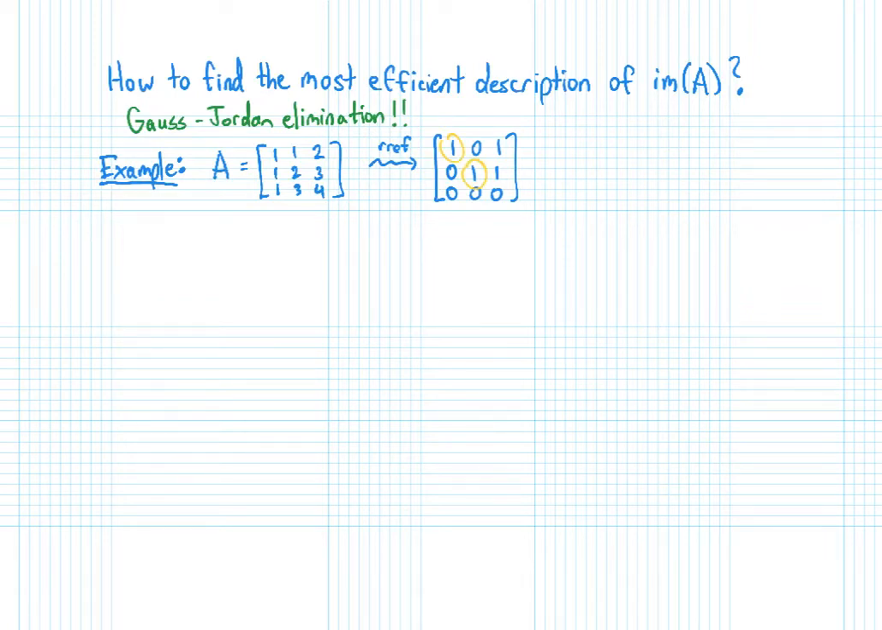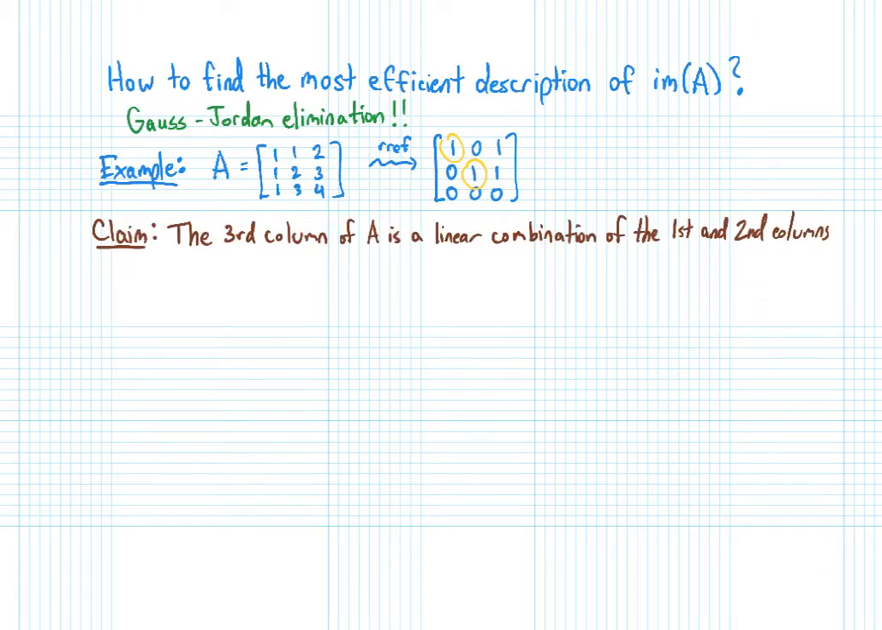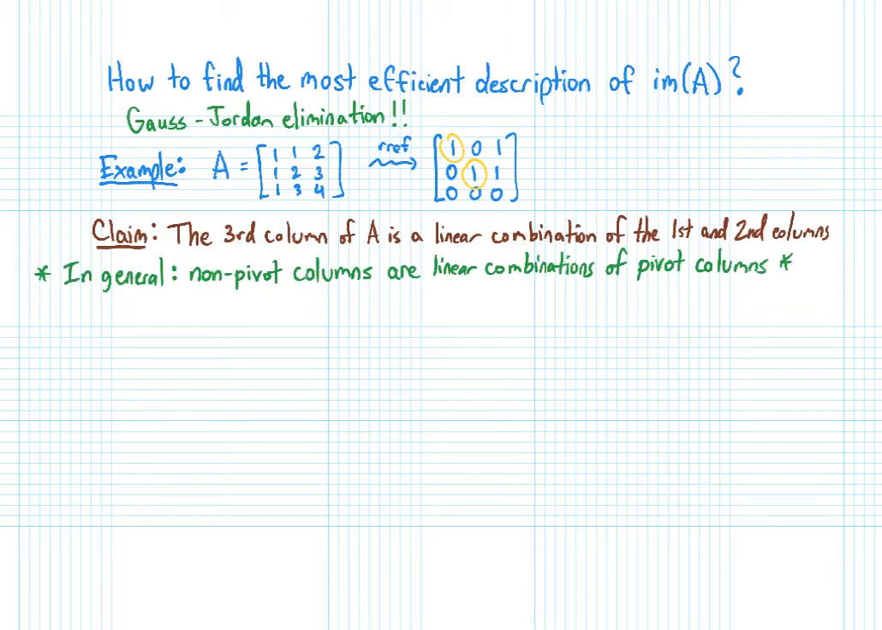What are we supposed to get from this? Well, for the purpose of answering this question about the image of A, what you want to do is focus on the locations of the pivots. In this case, you have a pivot in the first column and then in the second column, but the third column doesn't have a pivot. So my claim is that the third column of A is a linear combination of the first and second columns. And not just in this example, but this is a general phenomenon, that in general, non-pivot columns are linear combinations of the pivot columns.